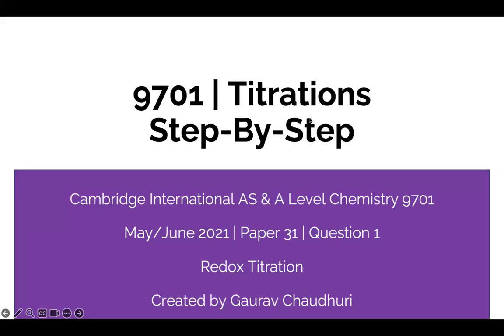This is a lecture on how to answer titration questions for the Cambridge International AS and A-Level Chemistry, Syllabus Code 9701. We'll be using question 1 from paper 31 of the May-June 2021 series. It's a redox titration, however, almost all titrations have the same steps and procedures, so this would be a good example.